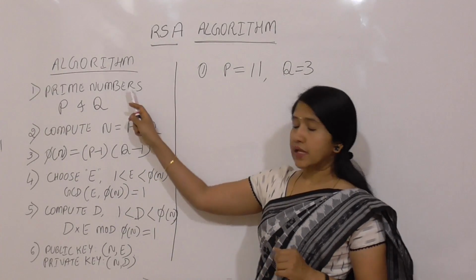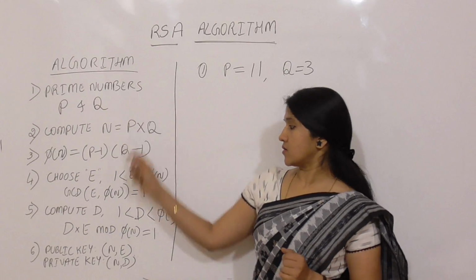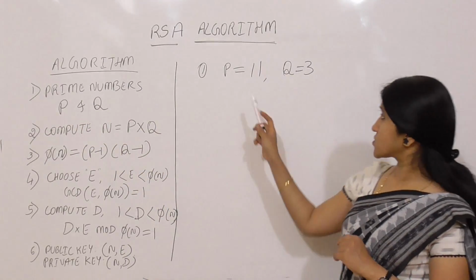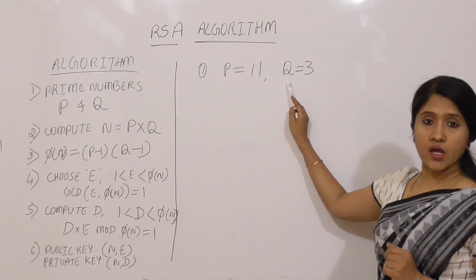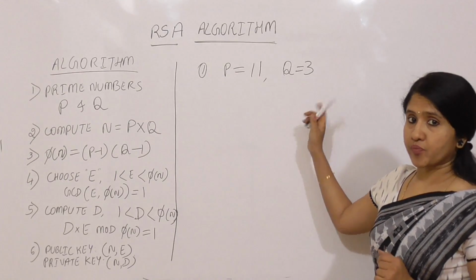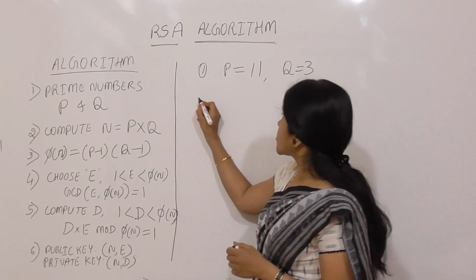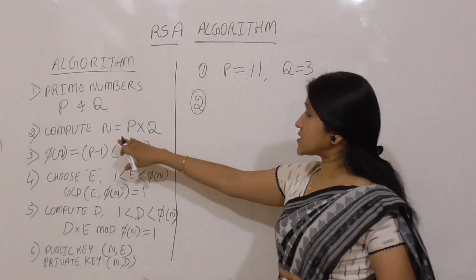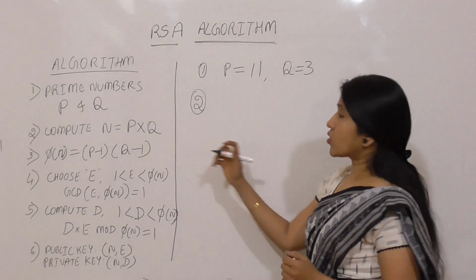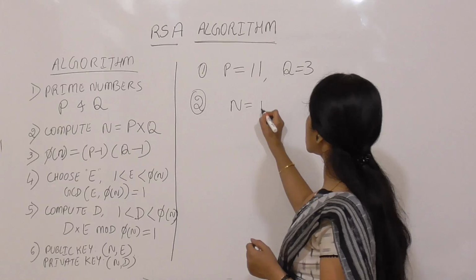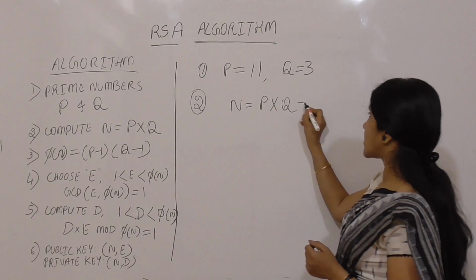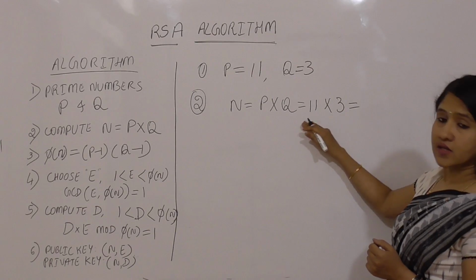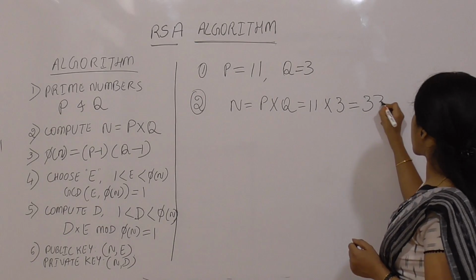Now we will take an example and see how we come up with the numbers. So now let me take numbers and execute all the steps. First one, prime numbers P and Q. I have chosen P is equal to 11 and Q is equal to 3. Okay. So next, step 2. What am I supposed to do in step 2? Compute N, that is P into Q. N is equal to P into Q, that is nothing but 11 into 3. And that's nothing but 33.